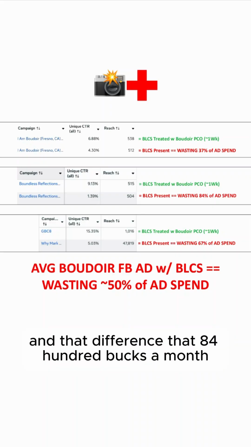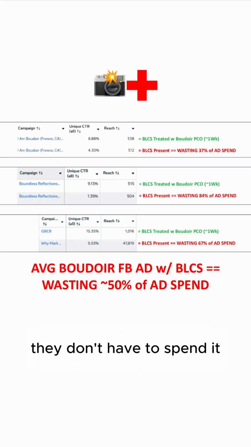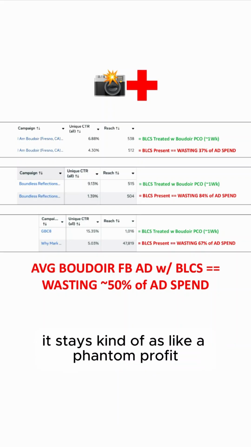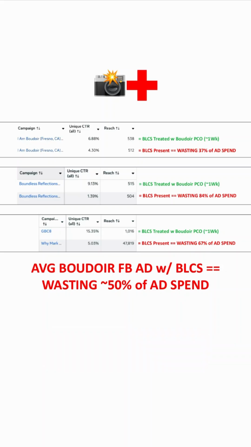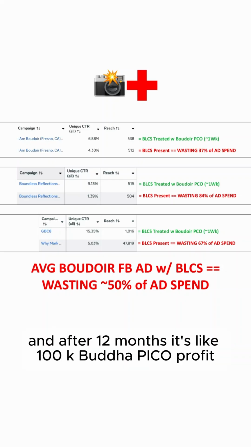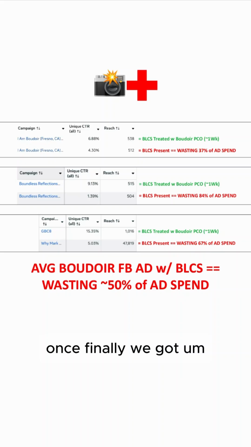And that difference, that $8,400 a month that they no longer have to spend, they pocket it every single month. They don't have to spend it. It stays kind of like a phantom profit, a Boudoir Pico profit, whatever. And after 12 months, it's like 100K Boudoir Pico profit, literally by simply having Boudoir Pico treatment once.